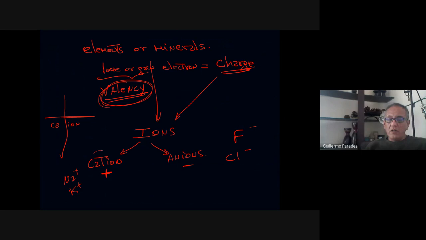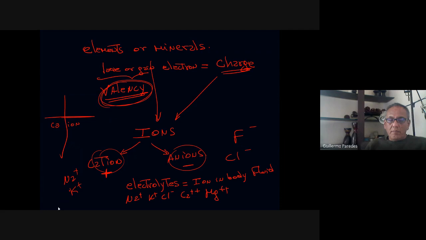Now, we have another word that you need to remember: electrolytes. What are electrolytes? Electrolytes are ions, but in body fluids. When these ions are incorporated in your body, they are called electrolytes. Actually, they are elements and minerals that have a charge. The main electrolytes in the body are sodium, potassium, chloride, calcium, and magnesium. Those are the main electrolytes that you have in your body. They have a charge.